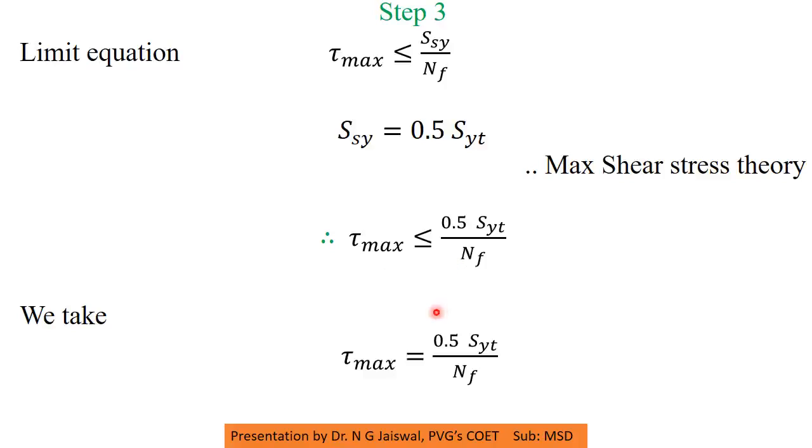But to exploit the full potential of the material, we use tau max equal to 0.5 SYT by factor of safety. So now you can note here, tau max is now mentioned in terms of known parameters, because SYT is also known for a material and factor of safety is also given to us.